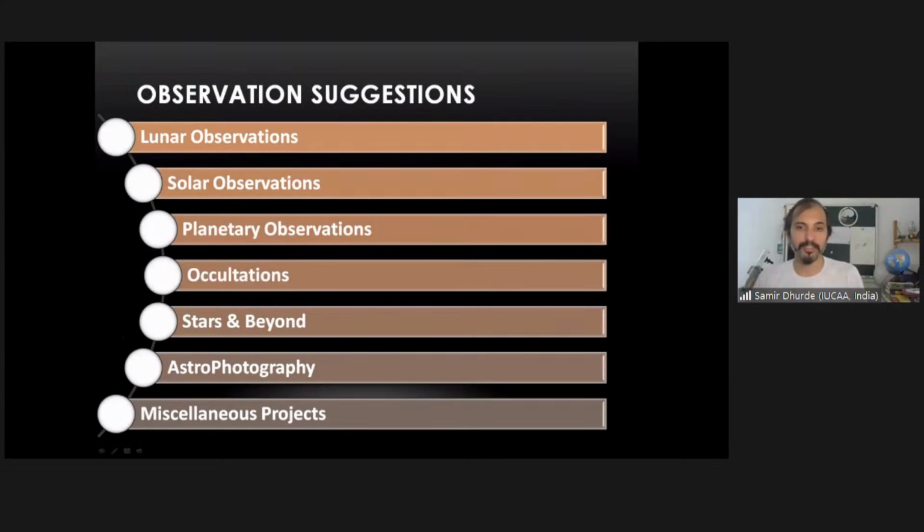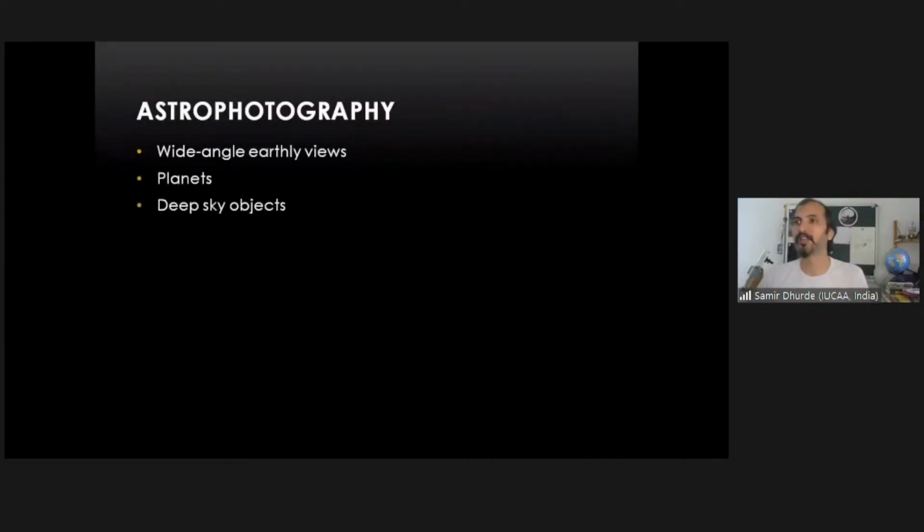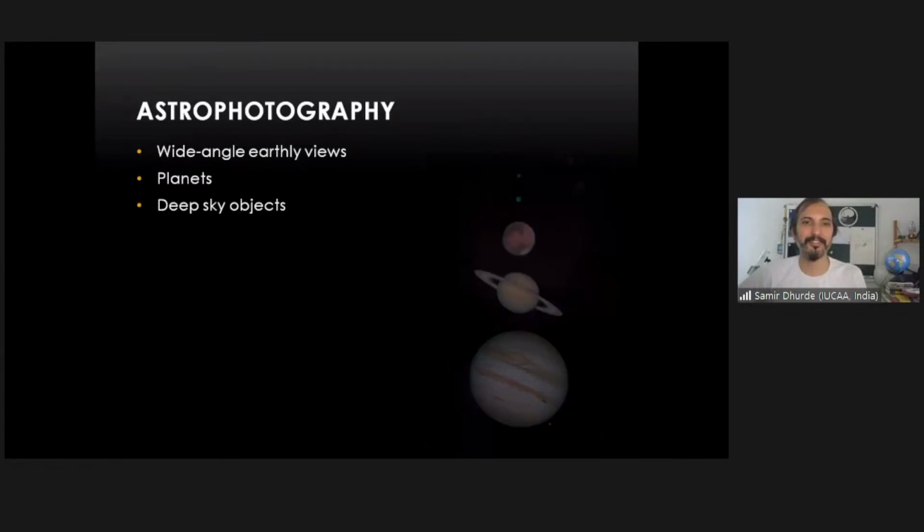Then, of course, if all this is great for you, you can also do lovely astrophotography. There are many objects in the sky. You can take wide-angle earthly views with your DSLR, even without a telescope, but you can also look at planets and deep sky objects. This is a nice sequence of planets some amateur astronomer actually did, with all the planets imaged at the same magnification. It's a lovely collection of pictures.